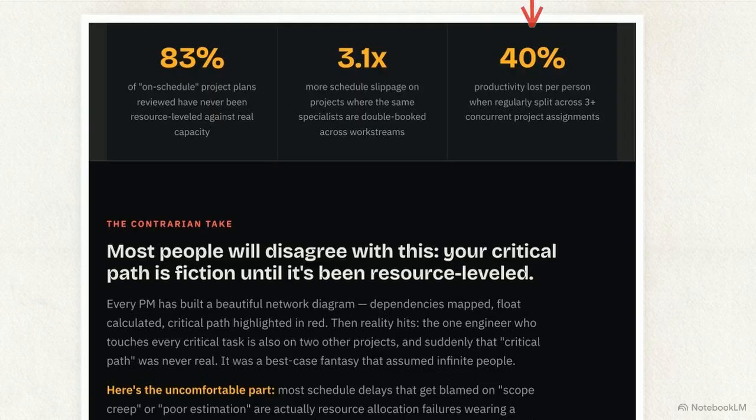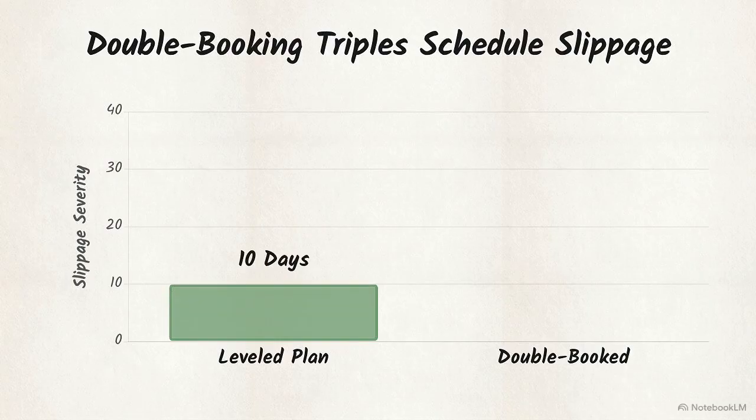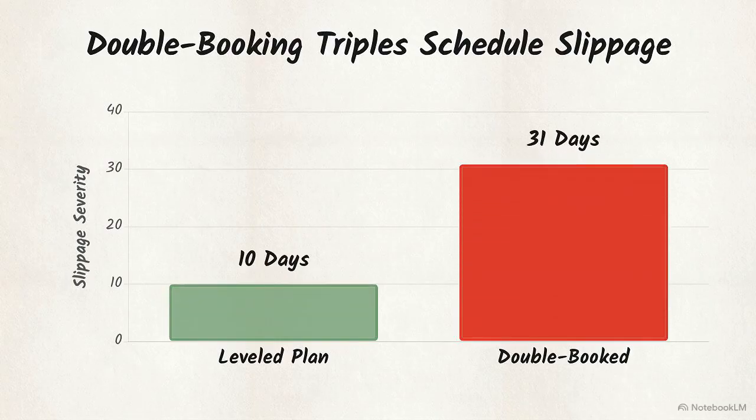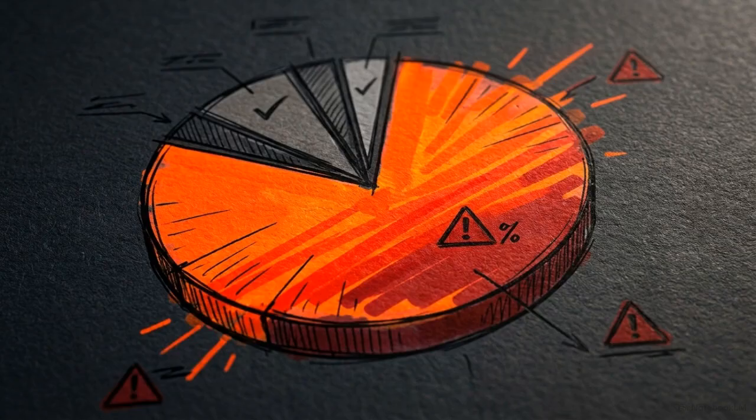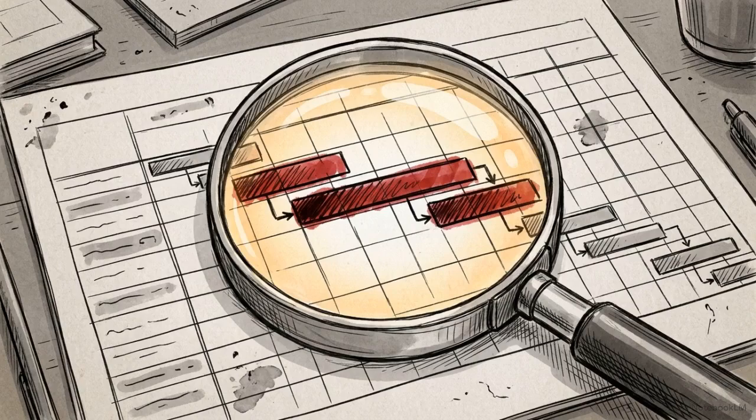You lose 40% of a specialist's productive time when they are regularly split across 3 or more concurrent assignments. Context switching quietly erodes their output. Plans with double-booked specialists see over 3 times more schedule slippage than leveled ones. Since 83% of project plans never undergo a leveling pass, delays often blamed on scope creep or poor estimation are frequently just resource allocation failures hidden in a Gantt chart.